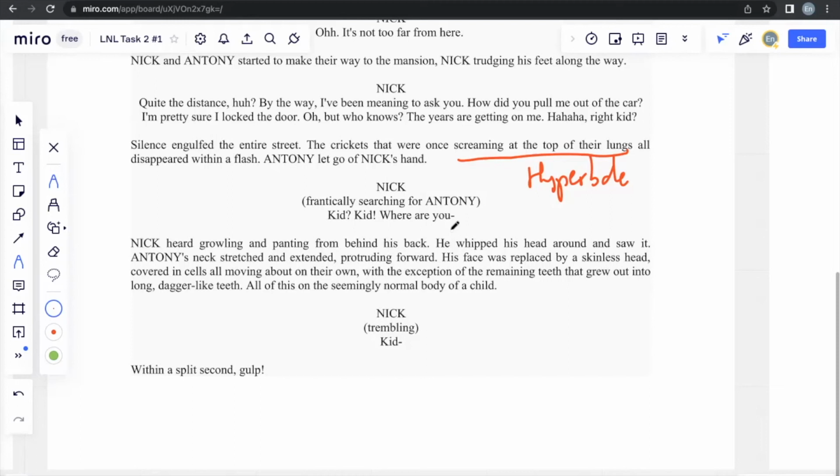on their own, with the exception of the remaining teeth that grew out into long, dagger-like teeth. All of this on the seemingly normal body of a child. So Anthony's body is deformed into this sort of monster that's fully described within this paragraph. Instead of saying Anthony just became a monster, we give all these details through imagery, through whatever literary devices you could possibly use in order to show instead of telling.